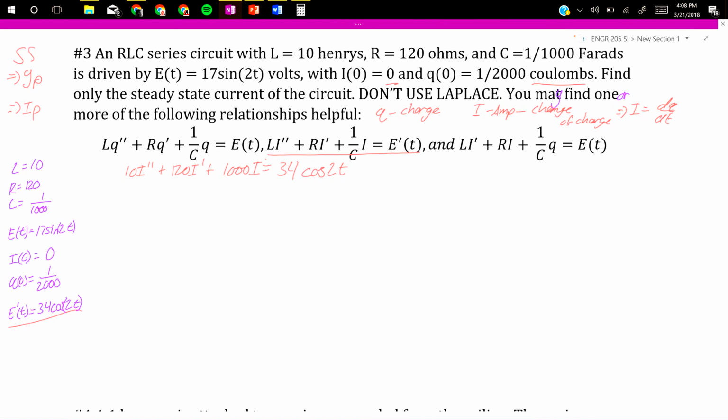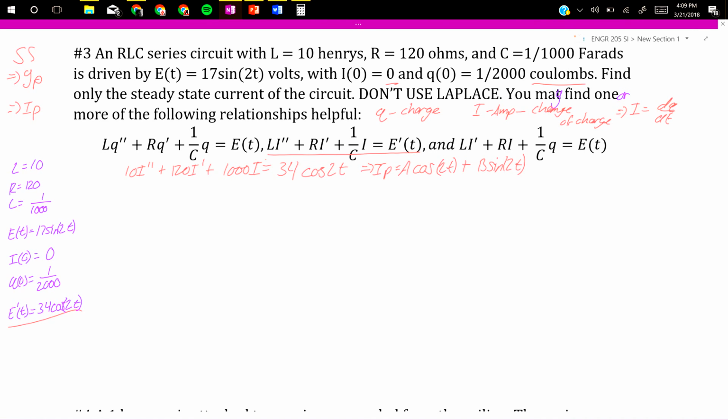Since we're trying to solve for I sub p, we're going to look at the right side here. So right side, I sub p, that implies I sub p equals A cosine of 2t plus B sine 2t. The reason is, even though we have only a cosine, that means there's both a sine and a cosine on the right side being applied. That's why we have to have an A cosine and B sine for our I sub p.